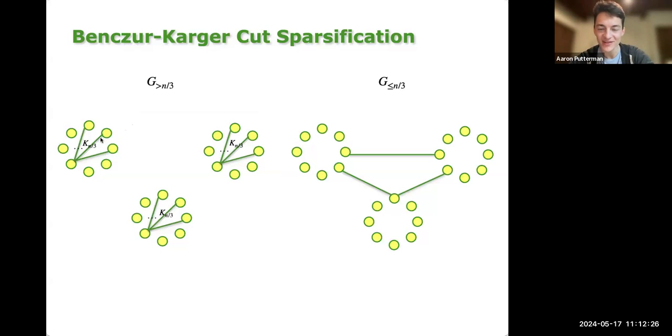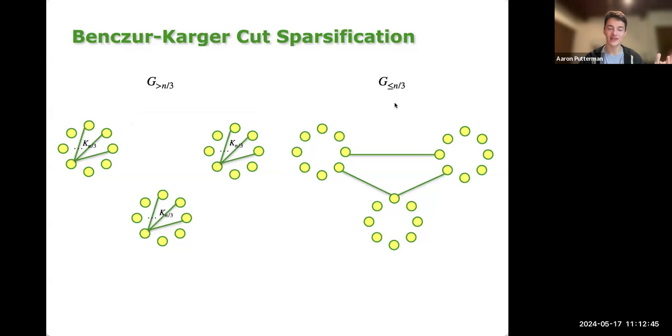So in each of these components, the minimum cut would be n/3. And so we could definitely sample these at rate, maybe log n/n or something, while still preserving all the cuts in these graphs with high probability. And then on the other hand, we have a graph where we removed all these minimum cuts that were too small.